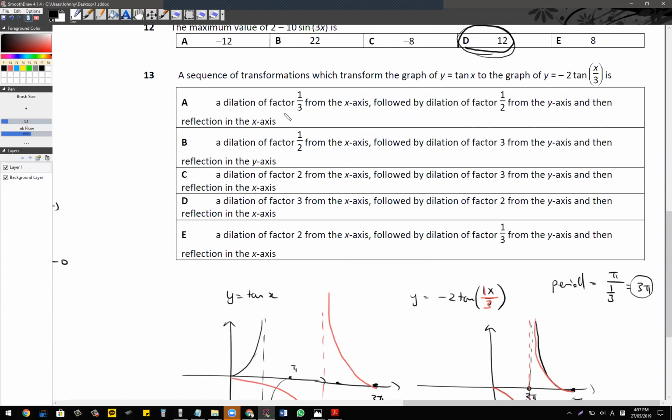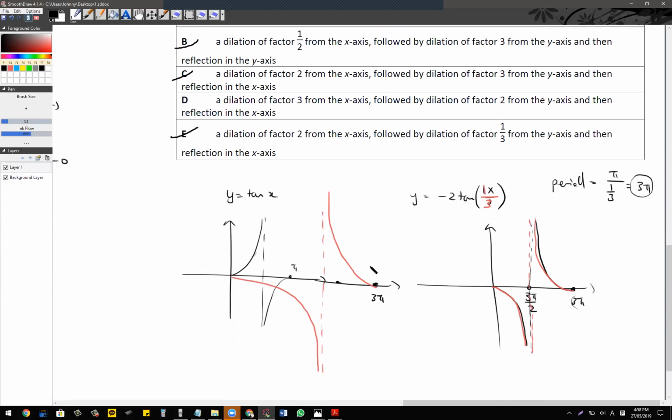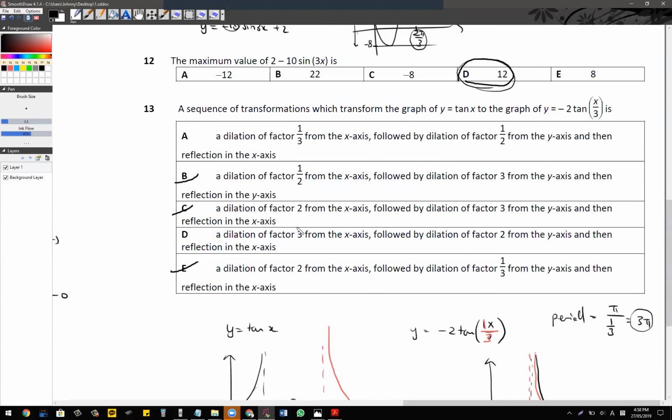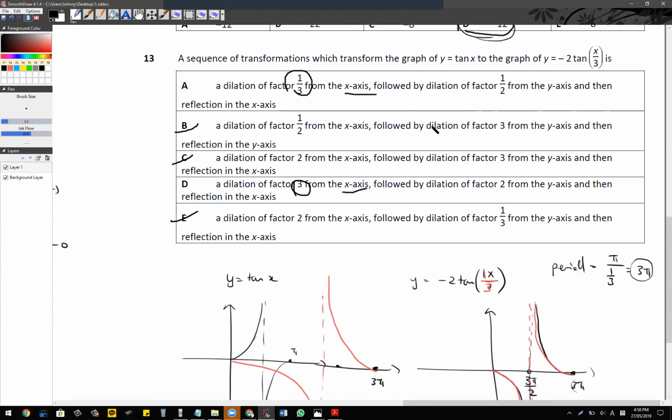So this is dilation of factor of 1 on 3. It's not going to be dilation of 1 on half or 2, so cancel that out. It's going to be dilation of either factor of 3 or 1 on 3 on the x-axis, followed by dilation of factor of 1/2 in the y-axis, and then reflection around the x-axis.